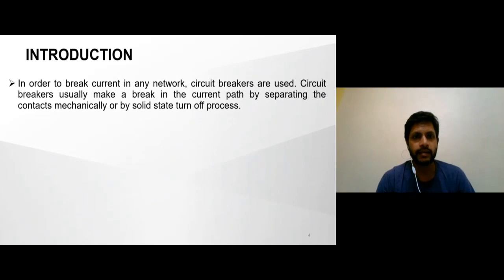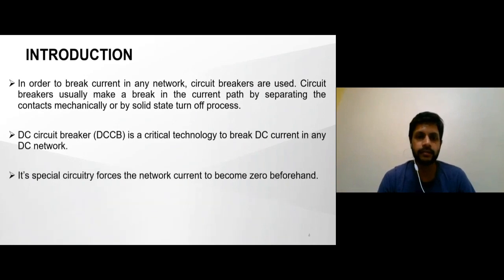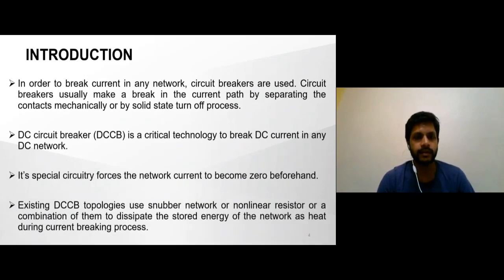In order to break current in any network, circuit breakers are used, and circuit breakers usually make a break in the current path by isolating the contacts mechanically or by a solid state turn-off process. The DC circuit breaker is the critical technology to break DC current in any DC network, and its special circuitry forces the network current to become zero beforehand. Existing DCCB topologies use a snubber network, nonlinear resistor, or a combination of them to dissipate the stored energy of the network as heat during every current breaking process.